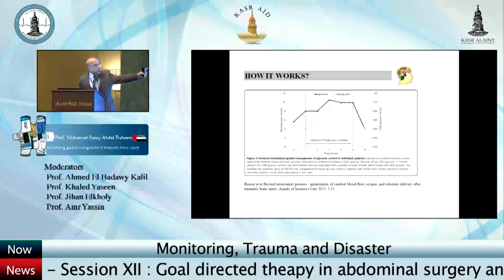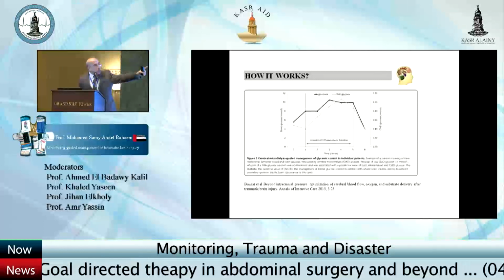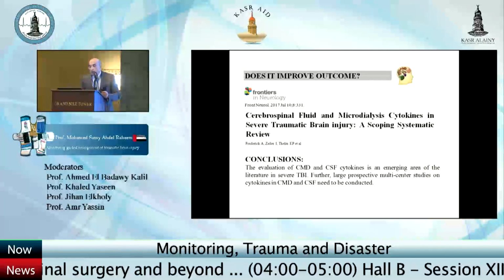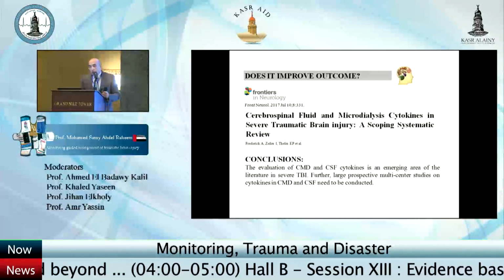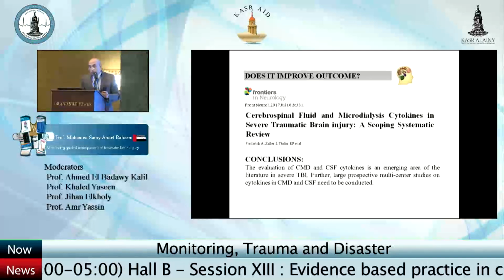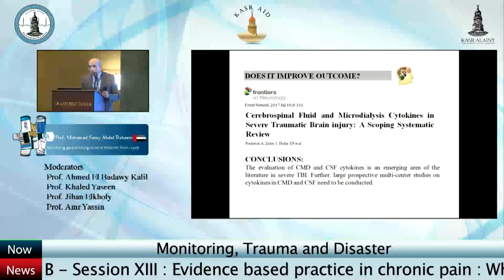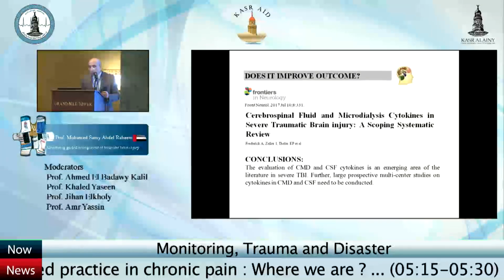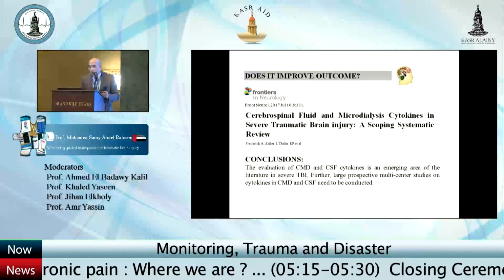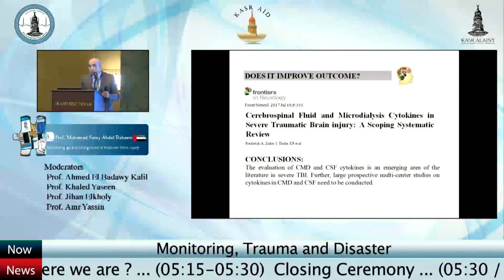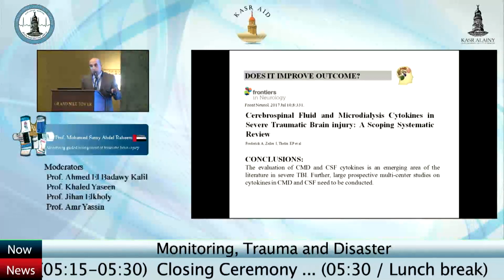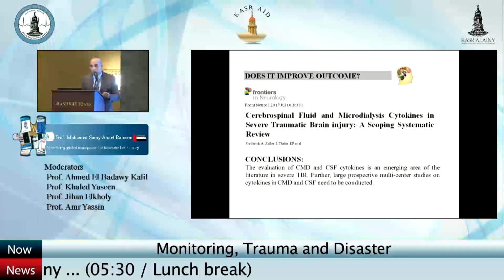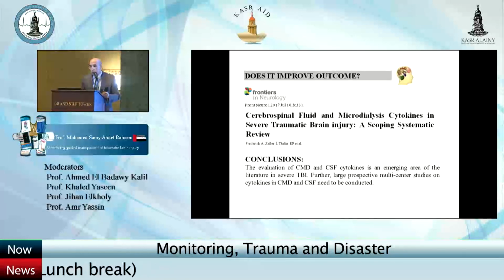So what they did, they injected some 10% dextrose, and you can see the increase in cerebral microdialysis glucose. Cerebral microdialysis can improve outcome, and in this study, a systematic review published this year, they concluded that the evaluation of cerebral microdialysis and CSF analysis is an emerging area of the literature in severe TBI, but they need more. At the current state, it is an investigatory tool and research tool. It's not widely adopted in many neurocritical care units.